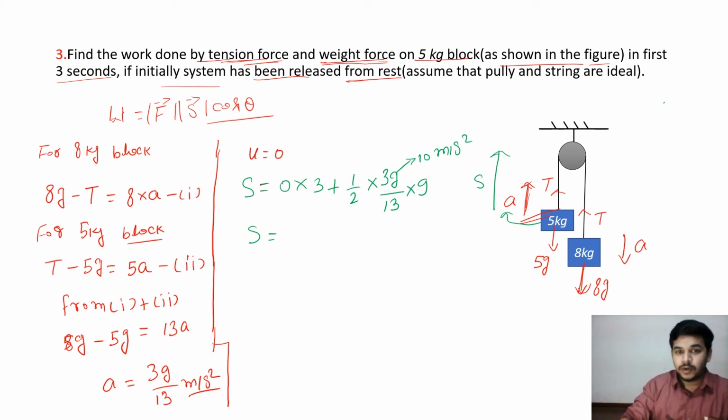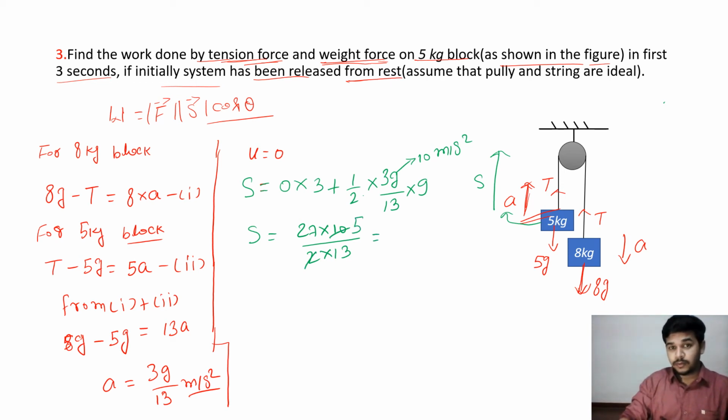So what will happen if I take that? It will be 27 into 10 by 2 into 13. The 2 will cancel out 5 times, and 27 times 5 is 135, by 13 meter. So this is what we got, the displacement.